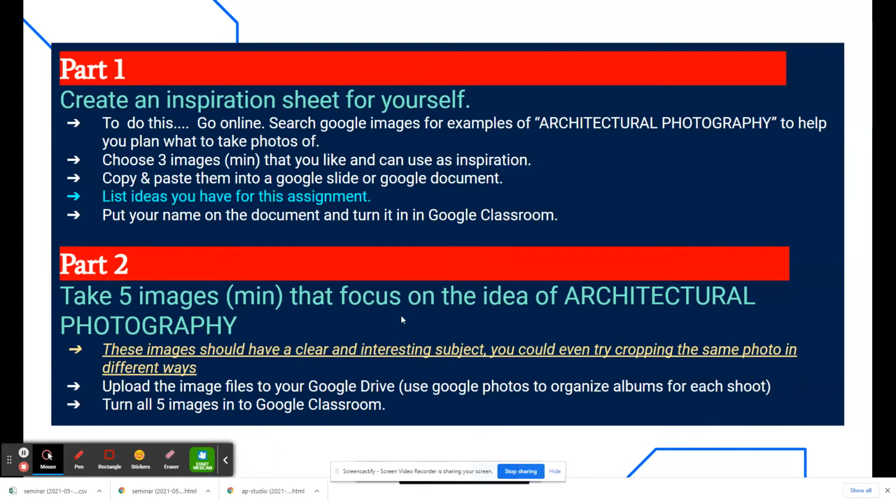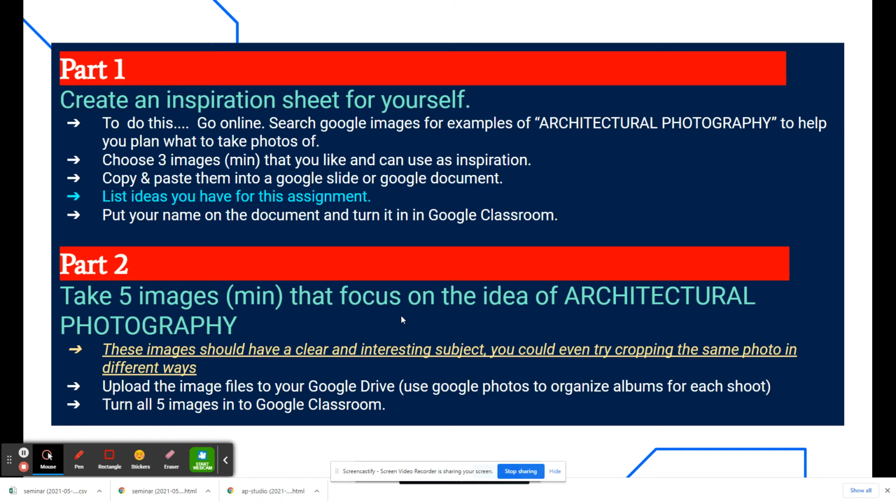All right, so every week we have the same thing. We have an inspiration sheet that we have to make, and then we have to take a whole bunch of pictures and then choose our 5 best ones to turn in. And don't forget to edit them. Again, a lot of these pictures for buildings are black and white just because it really stands out. So you're welcome to do that and make all your pictures black and white this week if you want to.